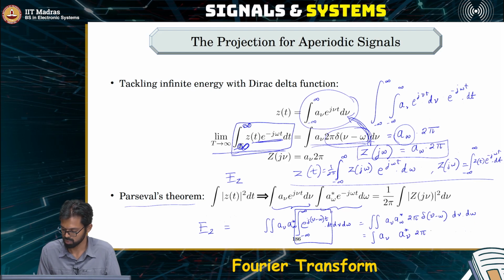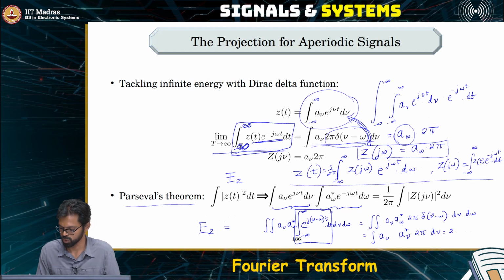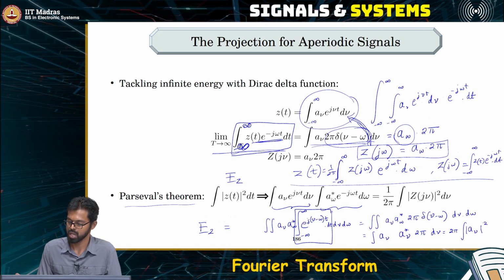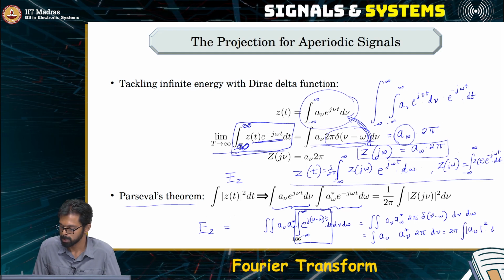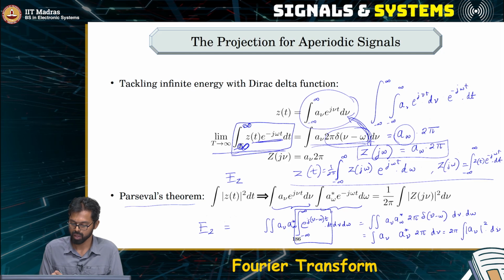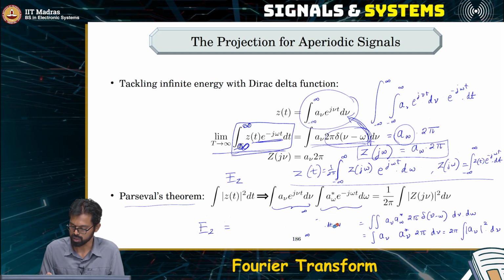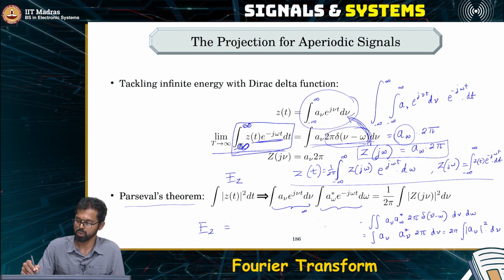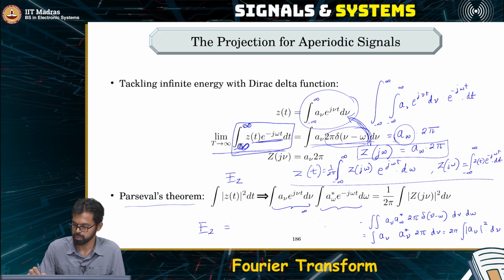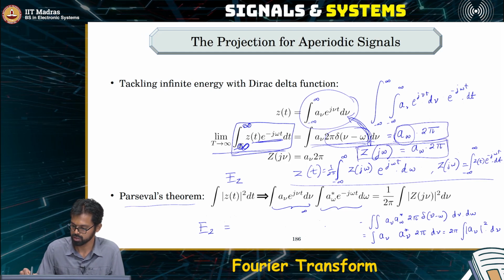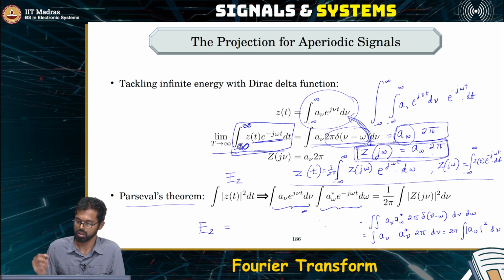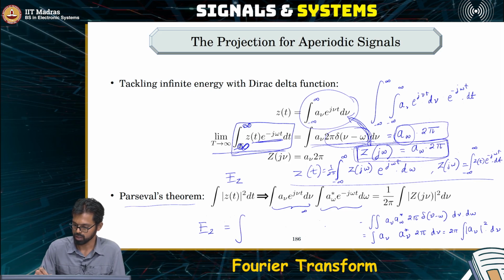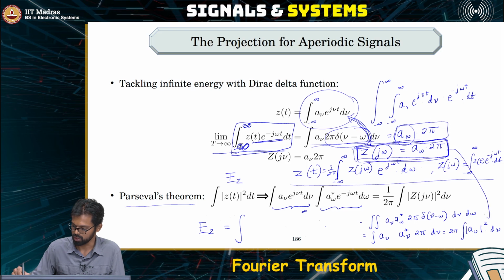Okay, so in other words, this is 2 pi times integral a v dv. Okay, all right. Now let's simplify this even further. We know that the relationship between a nu and z of j nu is given by this expression or this expression. So we can represent this energy here by substituting this relationship into this equation.